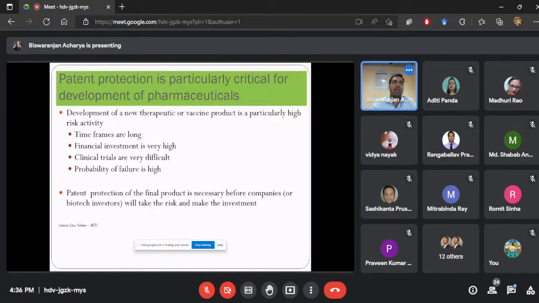For a particular patent, a registered laboratory can do this only. An individual cannot. Patent protection of financial products is necessary before companies will take the risk and make the investment. Patent protection of the final product is necessary.